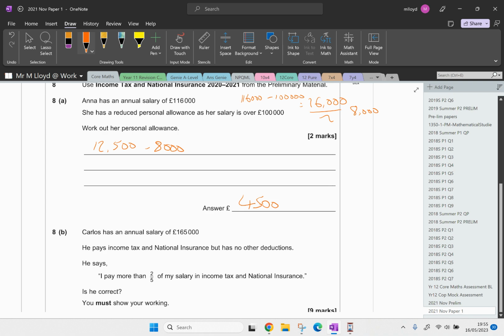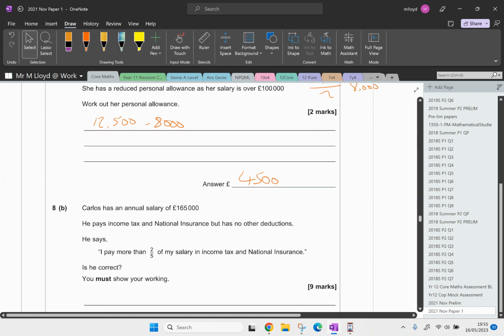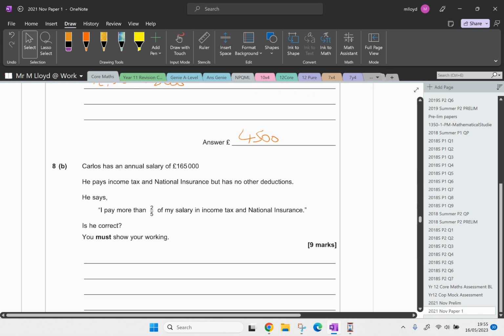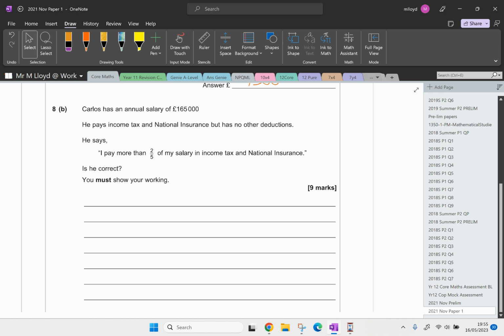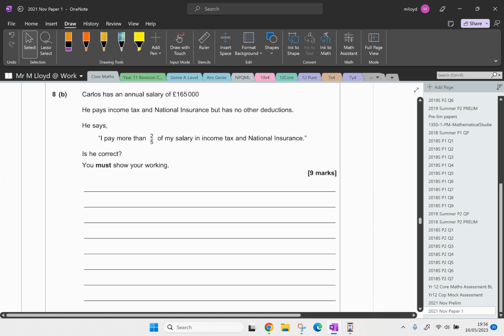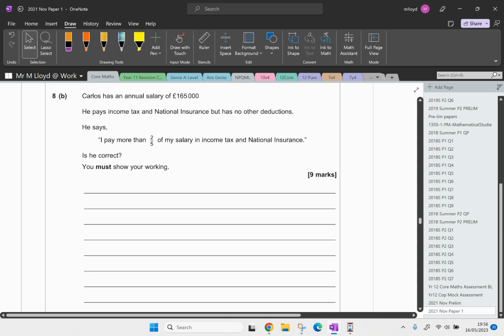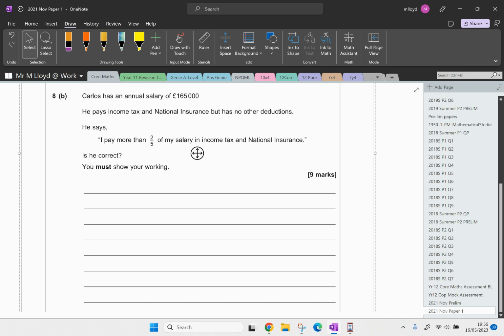Get the right page for this. So, okay, income tax rates. So, Carlos has an annual salary of £165,000. He pays income tax and national insurance, but has no other deductions. So, going back to this bit here, it does say this means that your personal allowance is zero if your income is £125,000 or over. So, he gets no personal allowance. Everything here is taxable. He pays national insurance and he pays tax.